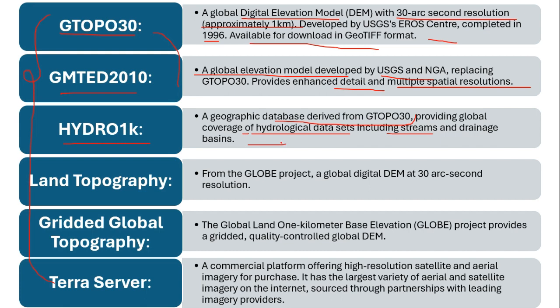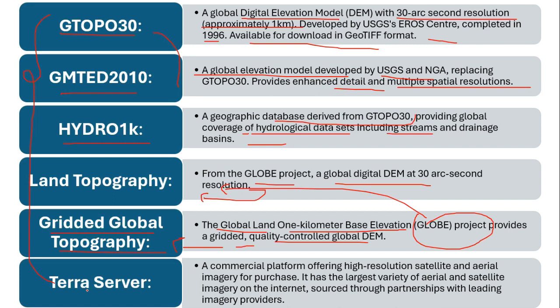Then there is land topography. From the GLOBE project, a global digital DEM at 30 arc second resolution is provided under land topography. Then gridded global topography. The global land one-kilometer base elevation is the GLOBE project. It provides gridded, quality-controlled global DEM data. And within this GLOBE project, there are land topography and also gridded global topography data.